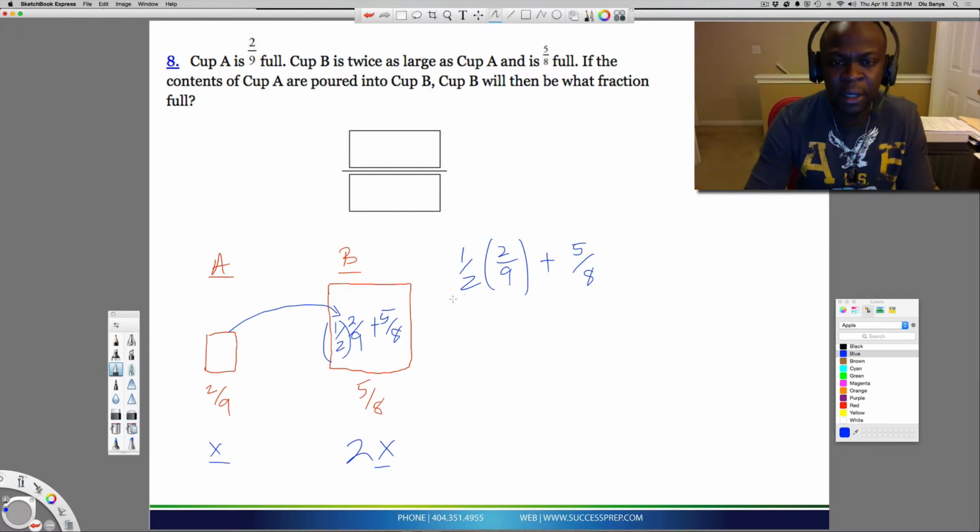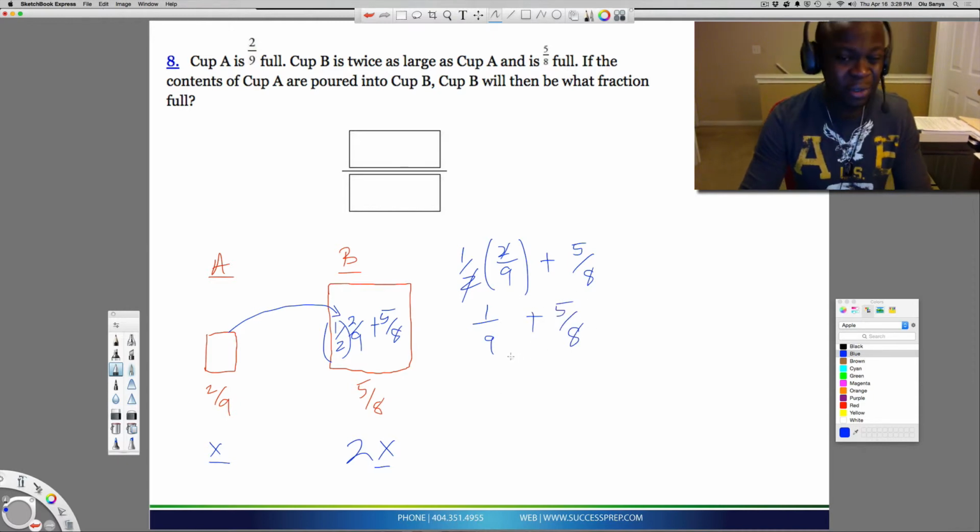So remember on the GRE, to simplify things, always look for an opportunity to reduce. So watch what I do here. I reduce the 2 and the 2 there, so all I have is 1/9 plus 5/8. Really, at the end of the day, this question is just a basic fraction addition question. And with fractions, you cannot add fractions until you've gotten a common denominator. So the common denominator here is just multiplying the 9 and the 8, which is 72.